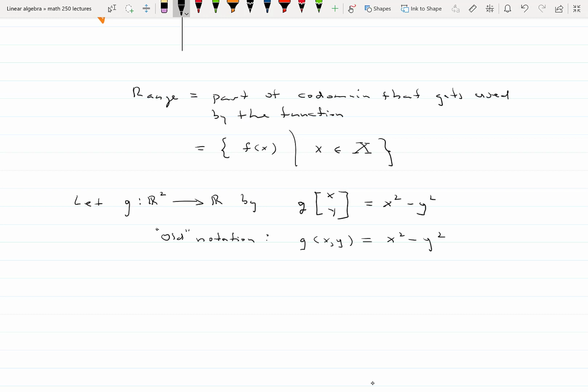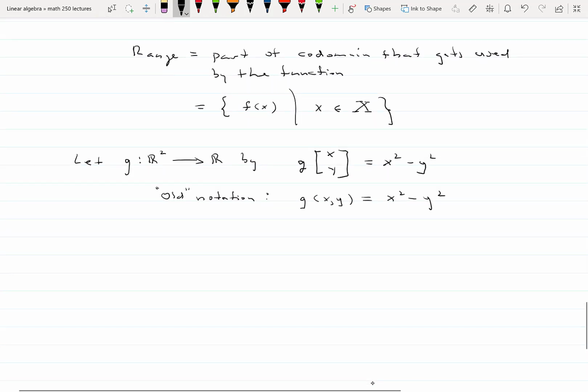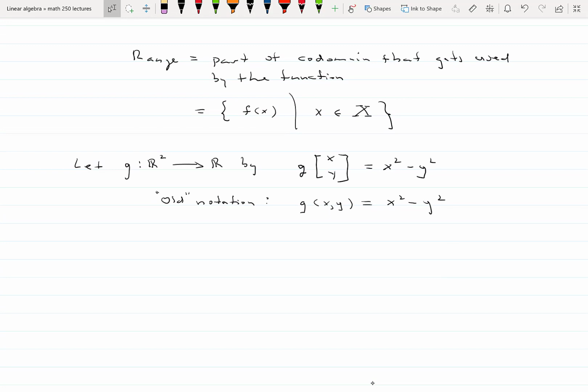But if you're not comfortable with it, you can just write this example down. So, what is the domain of this function of two variables? The domain is the set of all points from the xy plane, or the domain is R2.